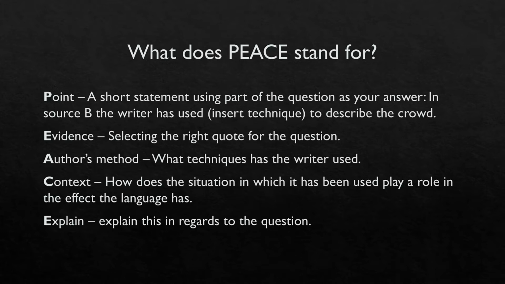Next, we have context. So how does the situation in which it has been used play a role in the effect that the language has? For example, it's a very different effect if somebody tells you to do something quickly in a very dangerous situation, compared to if they are shouting at you in a more domestic situation, saying, do it now, do it quickly. So different contexts really affect the influence that the language has on us.